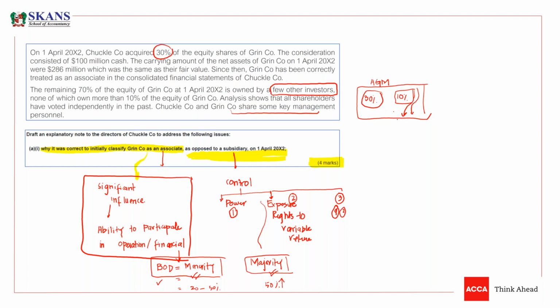So we would say that because other stakeholders are significant stakeholders, they always vote. So we cannot say that out of 100%, by having 30%, we are controlling the company. So no control is there. So it would not be considered as subsidiary. So it's better to consider it as an associate. So this is the theoretical part that you need to solve, guys.